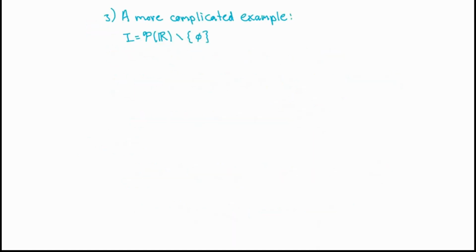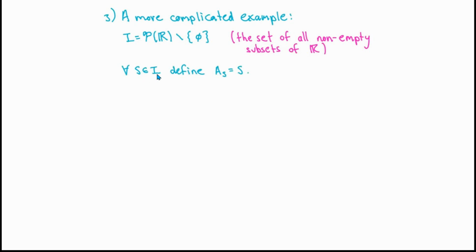Well, now I want to show you an example of how things can get complicated. The first thing that's complicated in this example is the choice of indexing set that I'm going to use. For my indexing set here, I'm going to take the power set of the set of real numbers. In other words, I'm going to take the set of all subsets of the real numbers, but I'm going to remove the empty set from this collection. So the indexing set is the set of all non-empty subsets of the real numbers. Now, each element of this indexing set is a non-empty subset of the real numbers. So for each s in the indexing set, I'm going to define the set A sub s to just be the set S.